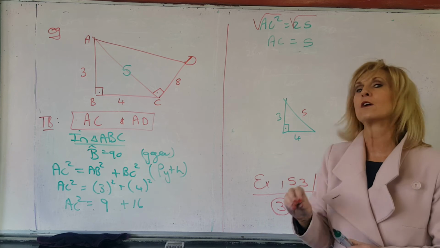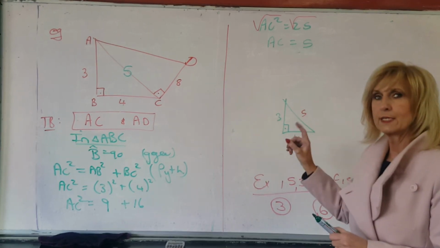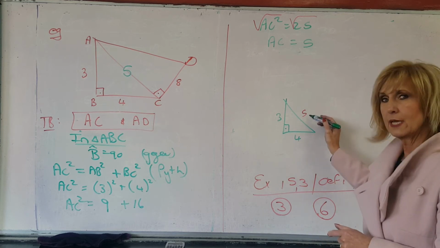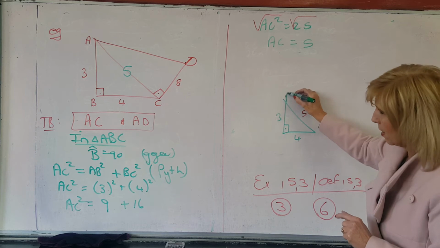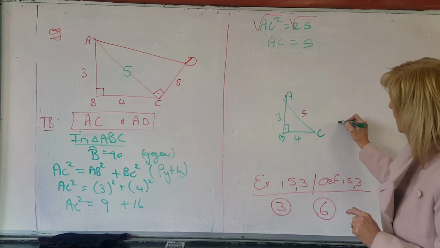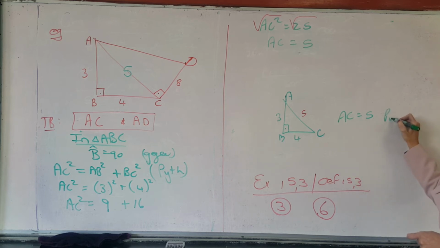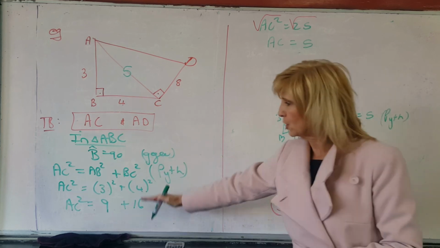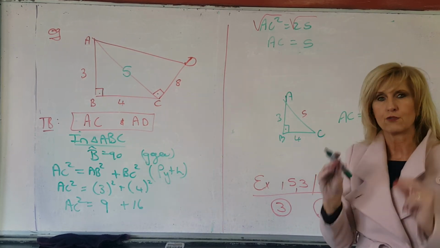En as jy in graad 10, 11 en 12 ooit hierdie scenario kry en jy sien, aha, ek kan dadelik sê dis 5, dan mag jy. Jy kan net dadelik vir my sê dat hierdie AC 5 is. Immediately you can tell me that it's 5 because Pythagoras said so, and you would get full marks, although you didn't do all of these steps. Only for the golden triangle.